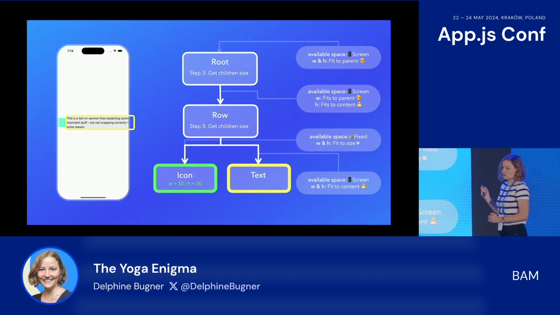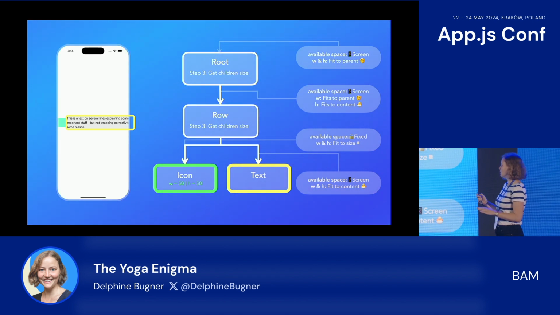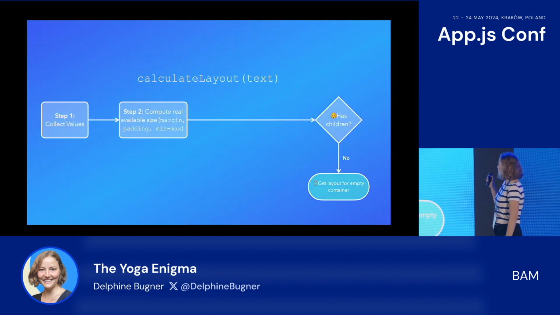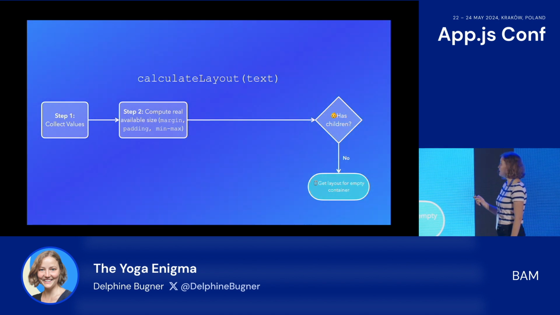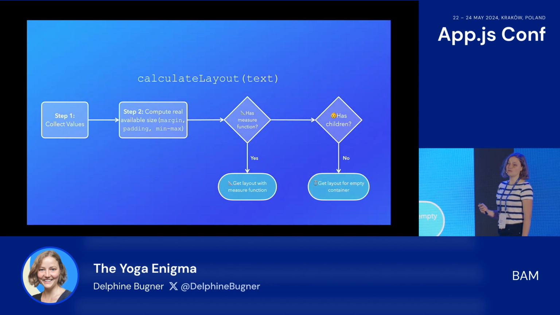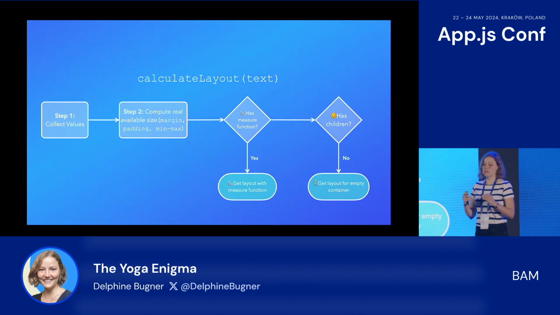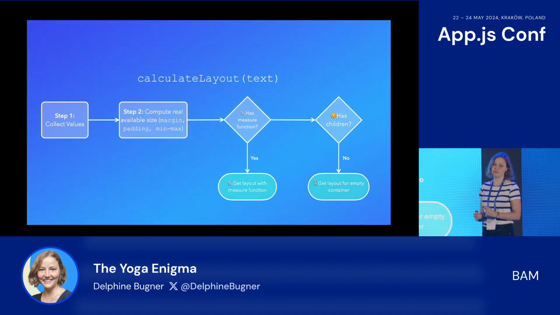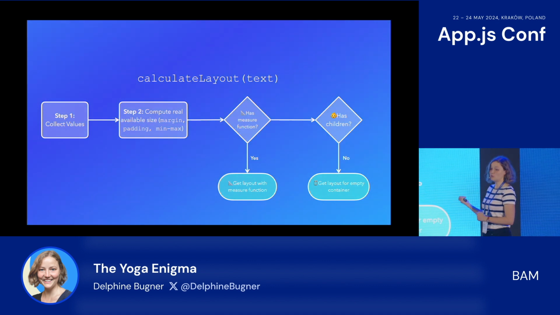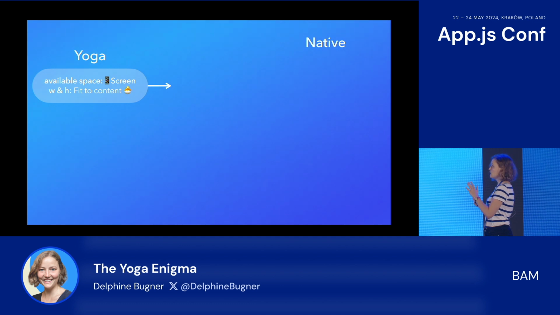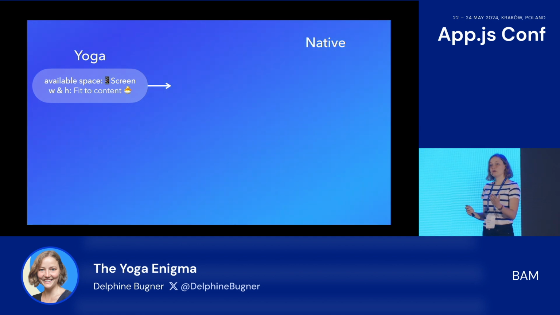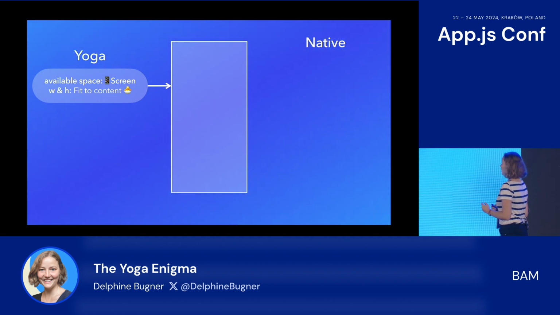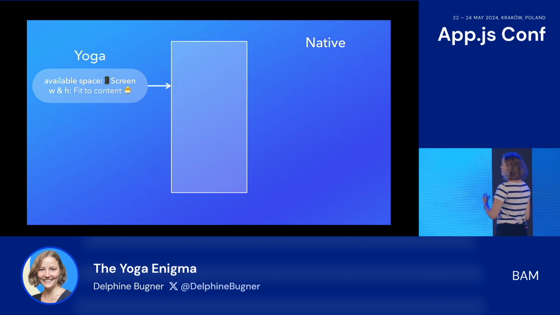But do you remember, when we built the yoga tree, before checking whether we have children, we check whether we have a measure function coming from the native. And if we have one, we also break the cycle and directly enter into the get layout with measure function result. So this is what we do for the text. We go back to the native, but with the constraint given by yoga. What we do is basically drawing a rectangle of the size of the available space, so here, the screen.